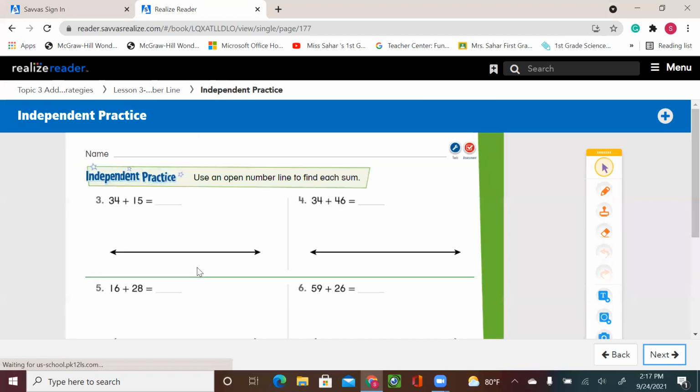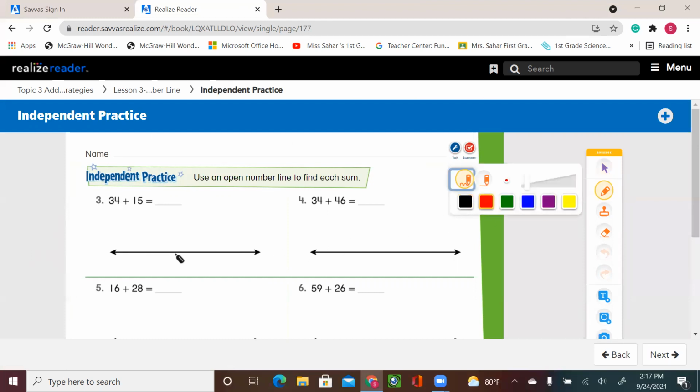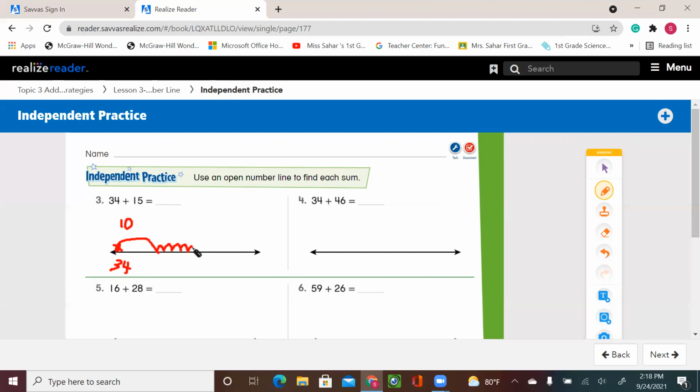Let's see what we have for our independent practice. 34 plus 15. So I know that I can jump. If I put here 34, and I need to add 15, that means I'm going to jump only 1 ten. That's my 10. And then I'm going to add small ones. So 1, 2, 3, 4, 5.